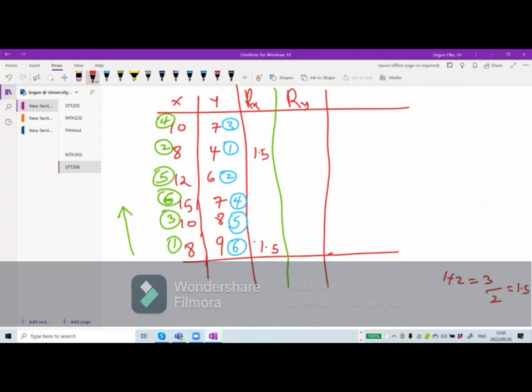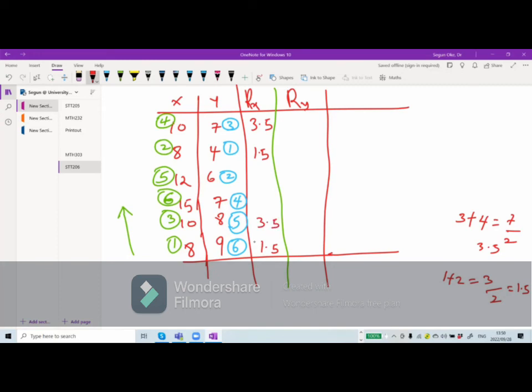Now, the next value to rank is what? 10. What is the number assigned to them? 3 and 4. 3 plus 4 is 7. How many 10? 2. Divide it: 3.5. So go to the 10 and assign 3.5 to them. So this one will be 4.